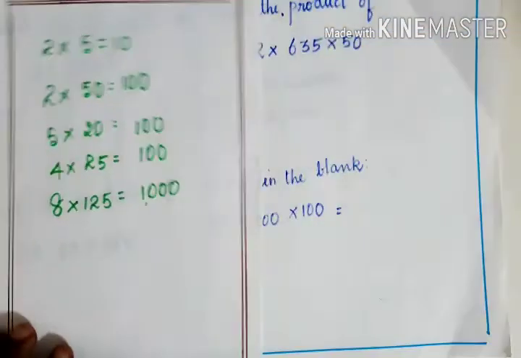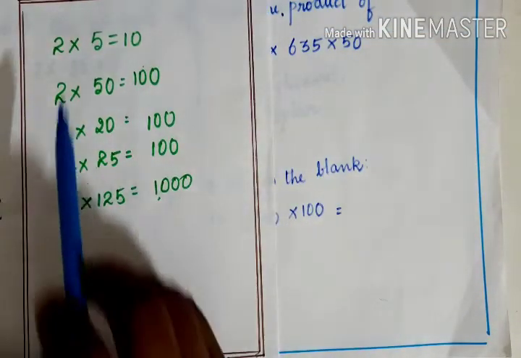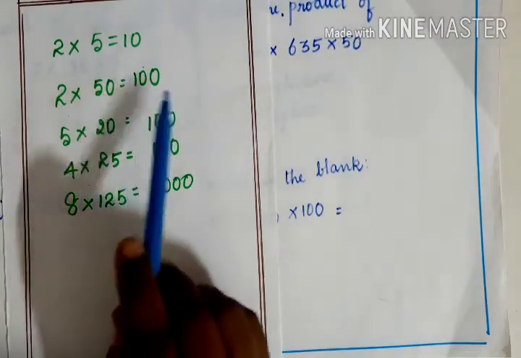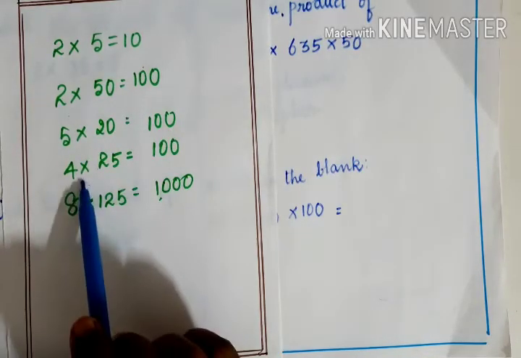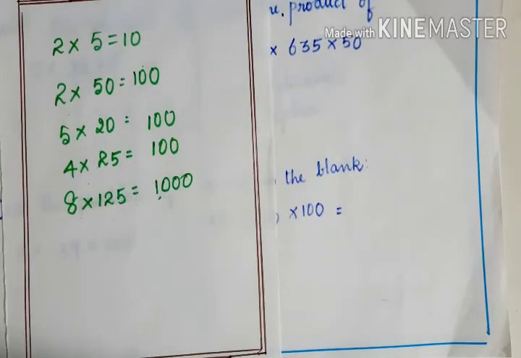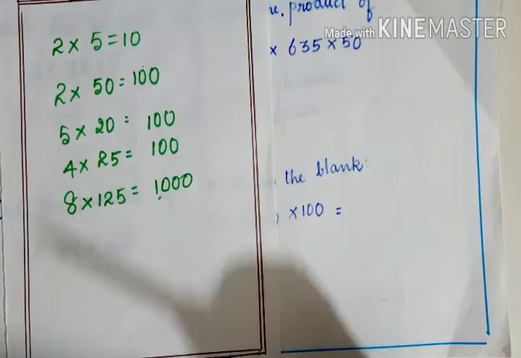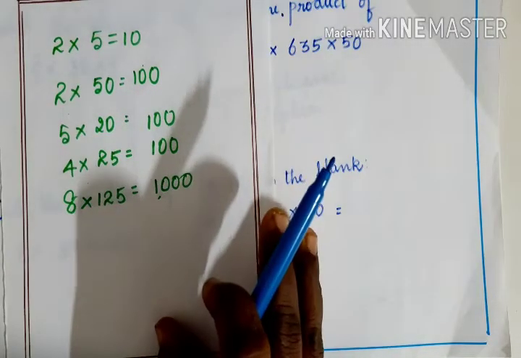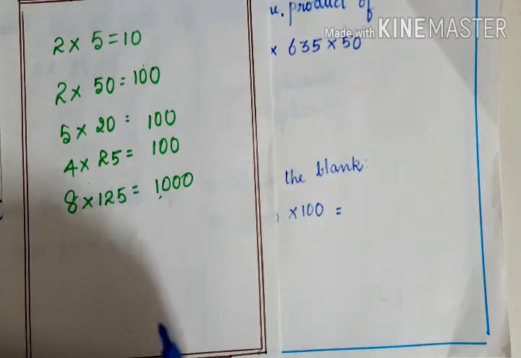See here, I have the numbers here. 2 into 5 is equal to 10. 2 into 50 is equal to 100. 5 into 20 is equal to 100. 4 into 25 is 100. 8 into 125 is 1000. So you just have these numbers in your mind. You can remember this with the help of money also.